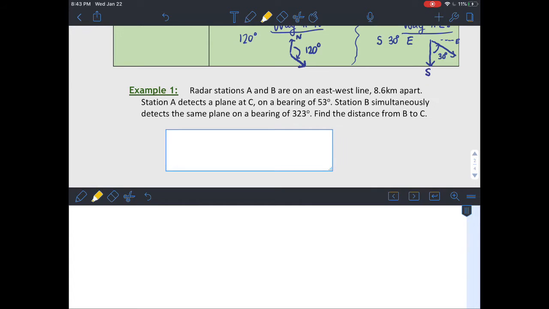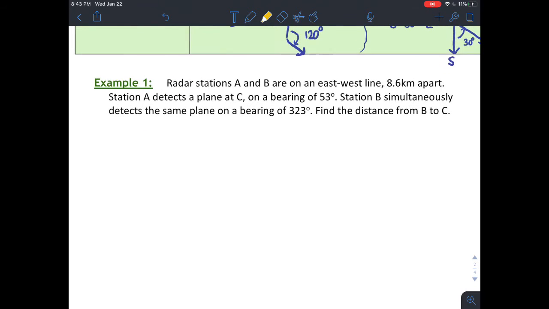So first situation, we have two radar stations, A and B, on an east-west line, 8.6 kilometers apart. They both detect the same plane at two different bearings. We're supposed to find the distance from B to C. Okay, so first off, let's draw our east-west line. So stations A and B are on this east-west line, and they are 8.6 kilometers apart.